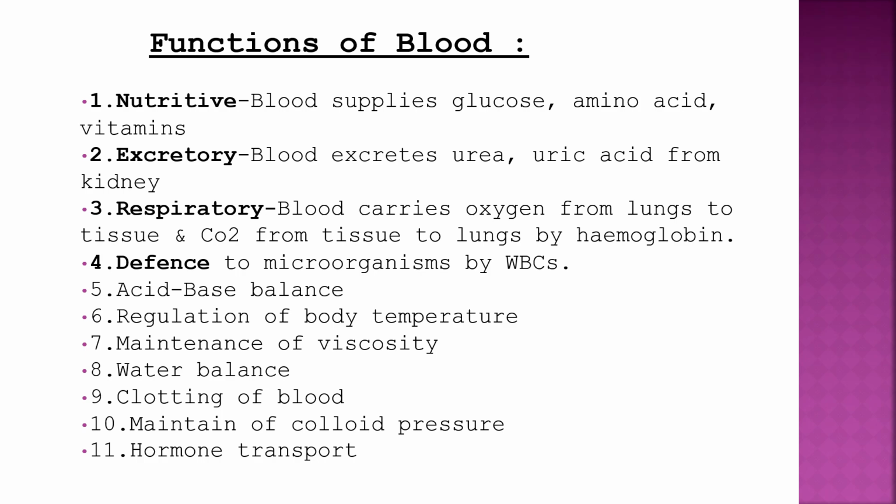So blood carries oxygen from lungs to tissues and carbon dioxide from tissues to lungs by hemoglobin. So hemoglobin combines with oxygen, forms oxyhemoglobin, and then it gives oxygenation to the tissues. And carboxyhemoglobin by combination of hemoglobin and carbon dioxide, and then it is going to lungs and then it is exhaled outside in the environment. Then defense function by WBCs, then acid base balance, regulation of body temperature, maintenance of viscosity, then water balance.